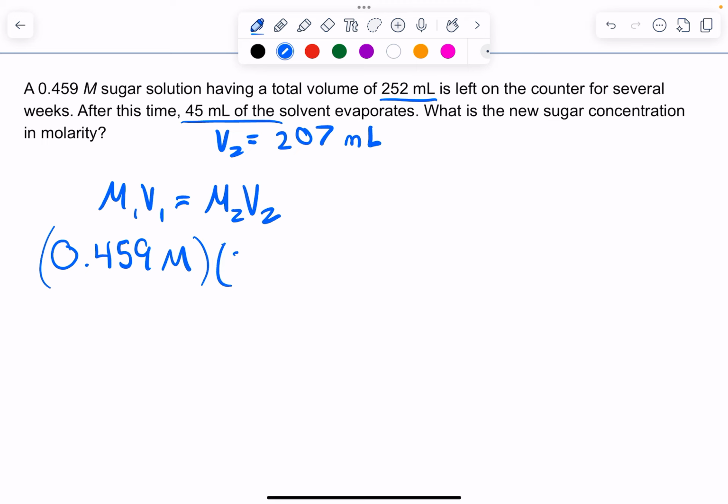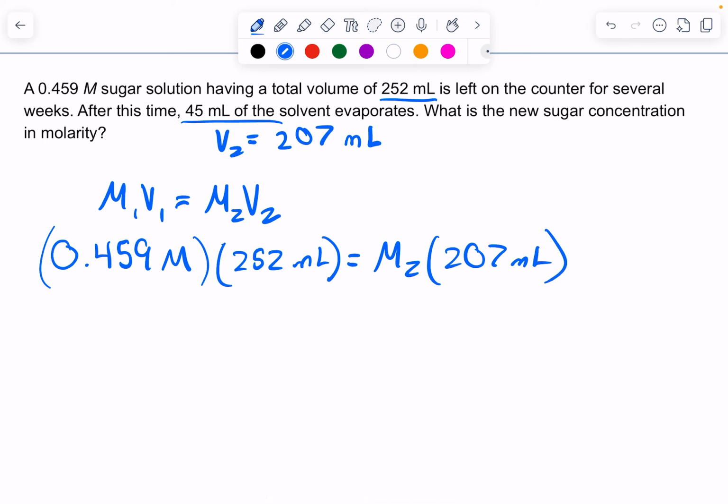All right, 252 mils. M2 is what we're solving for. It evaporated and now is 207 mils. So the new molarity is 0.56, and we'll leave it at 2 sig figs. So 0.56 molar.